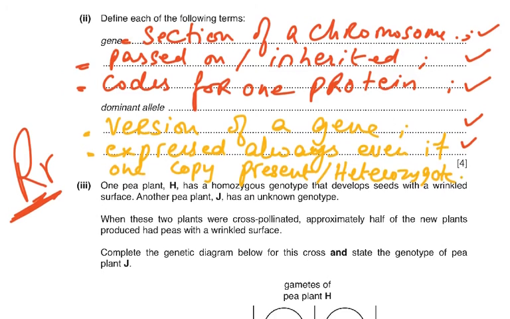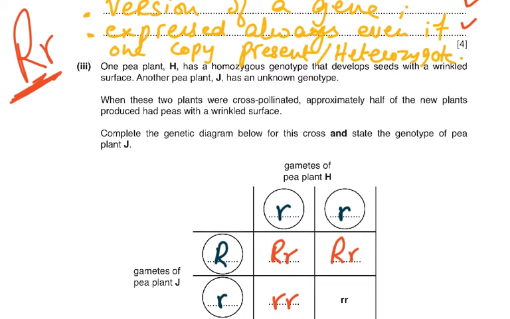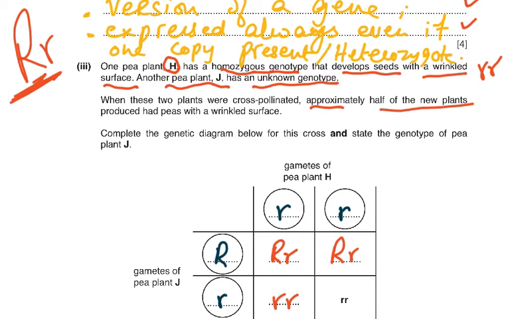Then we come to part three of the question. One pea plant H has a homozygous genotype that develops seeds with a wrinkled surface. Another pea plant J has an unknown genotype. So H is homozygous that has wrinkled. So you know wrinkled was this. Then when these two plants were cross-pollinated, approximately half of the new plants produced had peas with a wrinkled surface. Now complete the genetic diagram below for this cross and state the genotype of pea plant J.